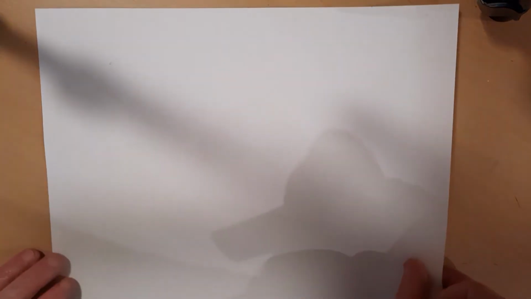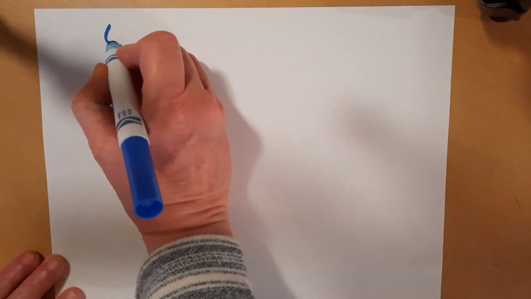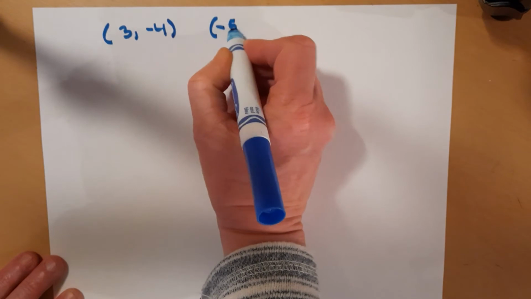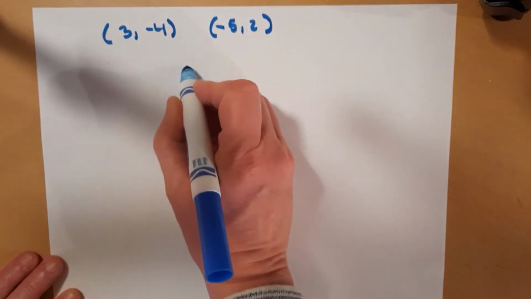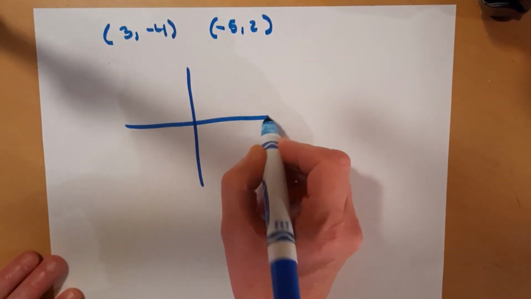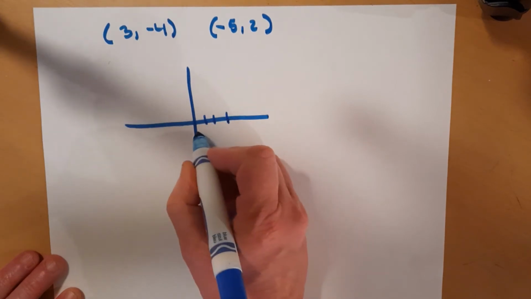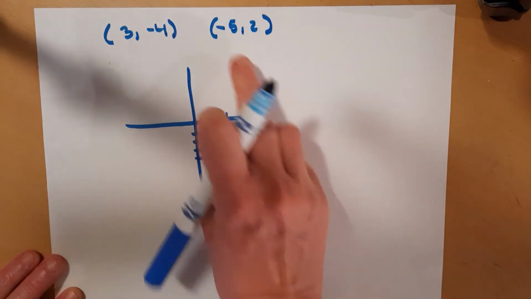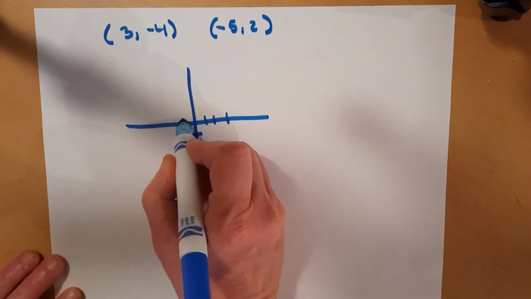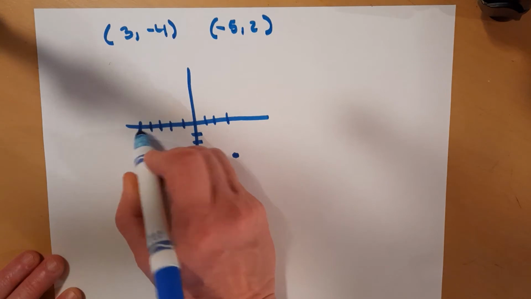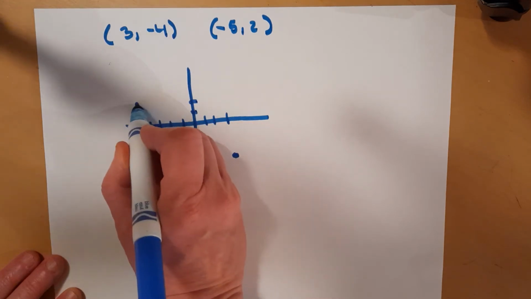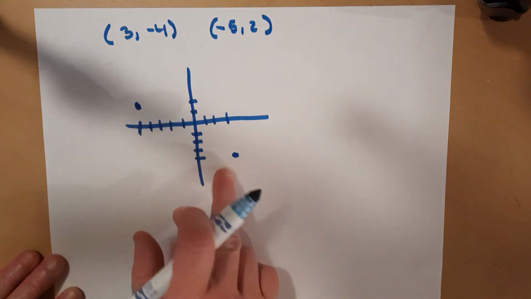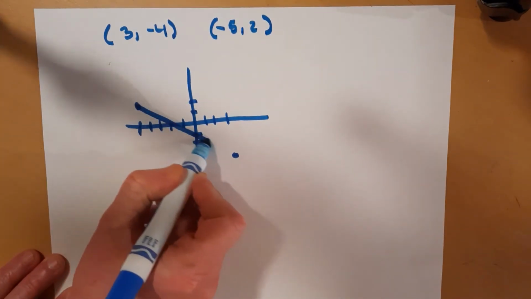If we have the distance between the points (3, -4) and (-5, 2). Again, we draw our graph and plot our first one: 1, 2, 3 and 1, 2, 3, 4 on the negative side. That first point is right here. The second point is -5: 1, 2, 3, 4, 5, and 2: 1, 2. So our second point is right here. We want to find the distance of these points, so we want to make this the hypotenuse. So we draw our line.